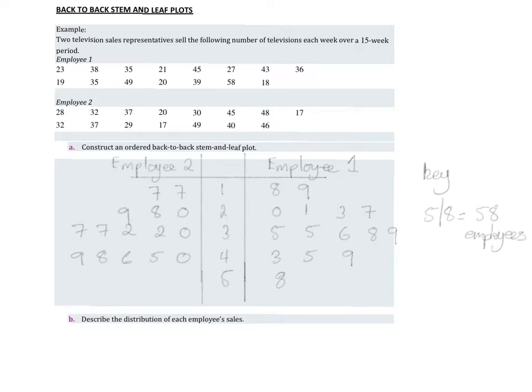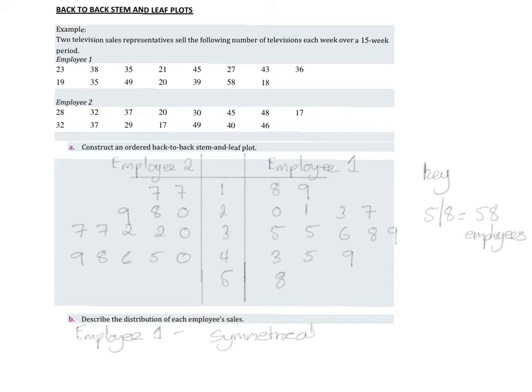Describing our stem and leaf plot now. Well, there's 2 stem and leaf plots really. So let's start with employee 1. Turn it on its side and have a look at the histogram there. Would you call that symmetrical? I would. So employee 1 is symmetrical.